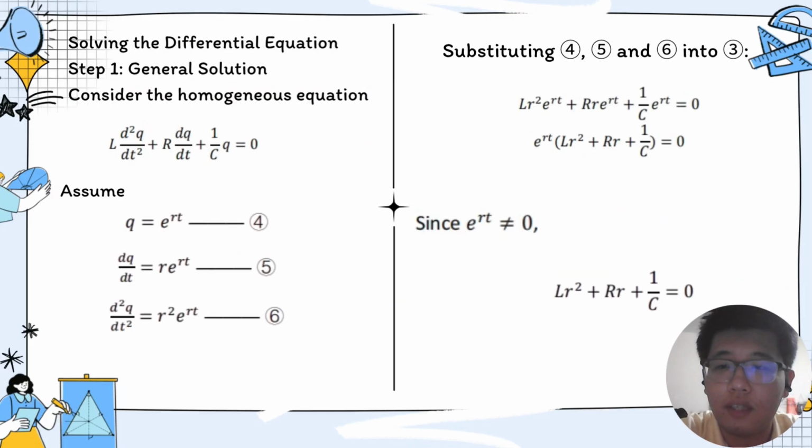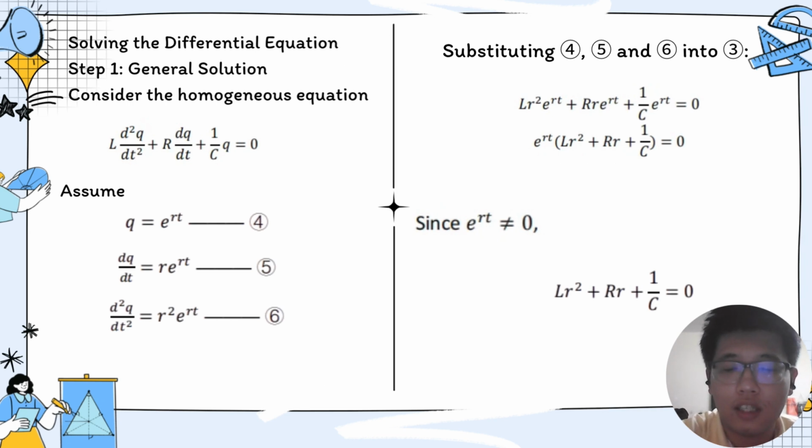For solving the differential equation, step 1 is the general solution. We consider the homogeneous equation L d²q/dt² plus R dq/dt plus 1 over C Q is equal to 0. We assume that q is equal to e^(rt), dq/dt is equal to r e^(rt), and d²q/dt² is equal to r² e^(rt). By substituting into the homogeneous equation, we get L r² e^(rt) plus capital R e^(rt) plus 1 over C e^(rt) is equal to 0.